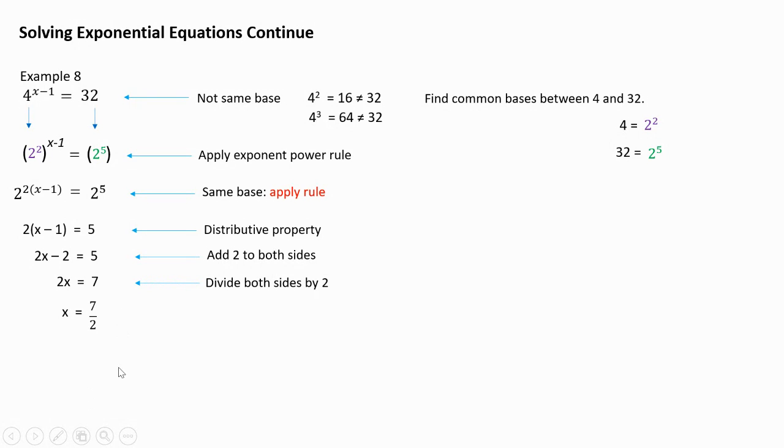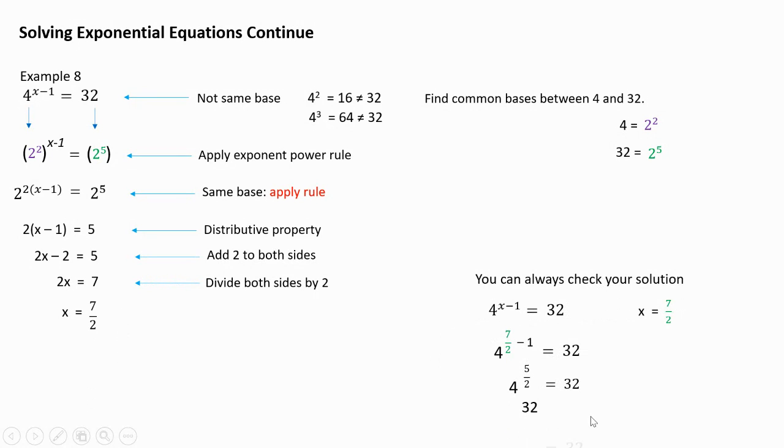And again, we can always check our work. So I'm going to plug in 7 over 2 for the x's. Right, so the exponent is going to be 7 over 2 minus 1, which gives us 5 over 2. So 4 to the power of 5 over 2 equals 32, right? So again, we put it in the calculator, or we can apply the rule that it goes from the exponential into radical, and it should give us 32. So 32 equals 32. So I know this is a solution.